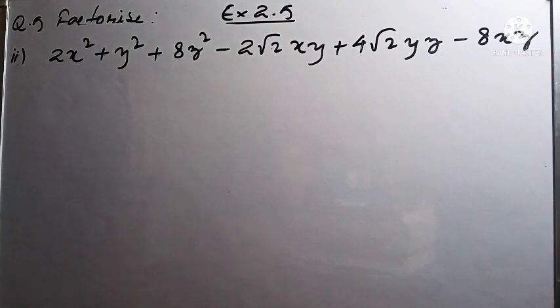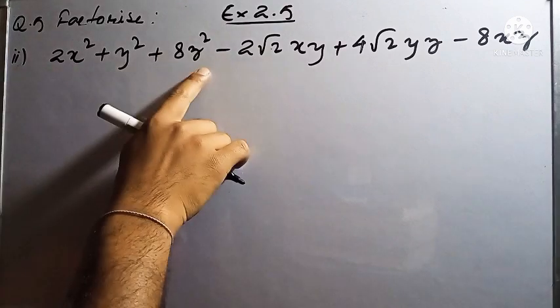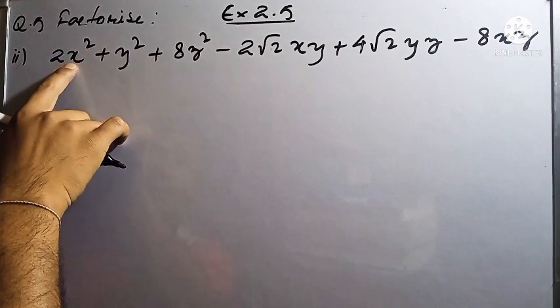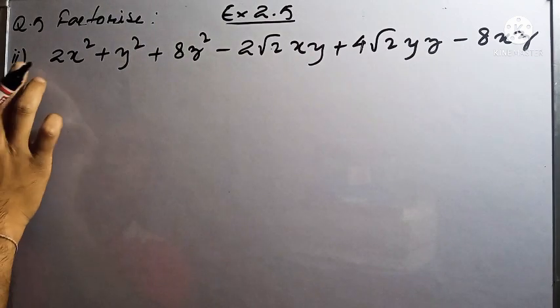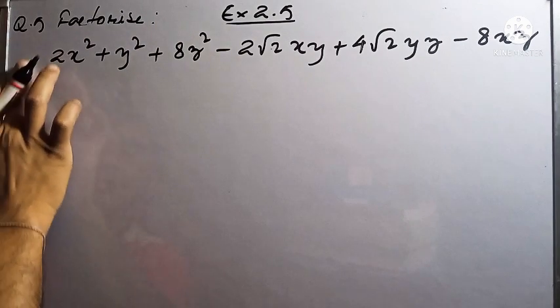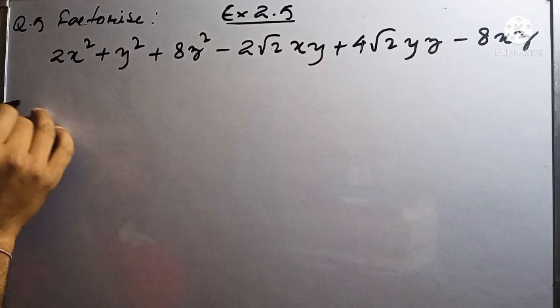Twice x square plus y square plus 8z square minus 2 root over 2 xy plus 4 root over 2 yz minus 8xz. Okay, so in the first three terms, I find here square of x, square of y, and square of z. So let us see once. I'll start my solution from here directly.